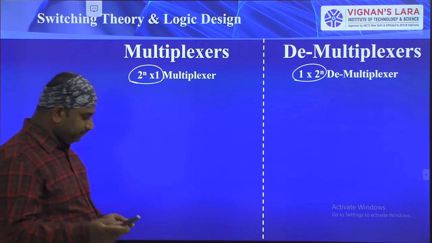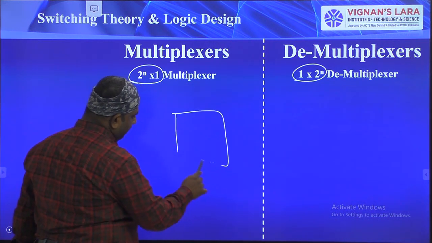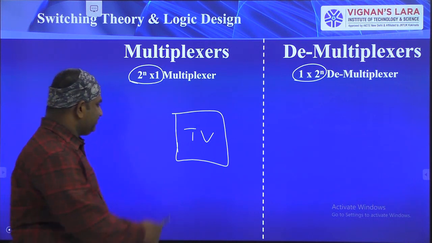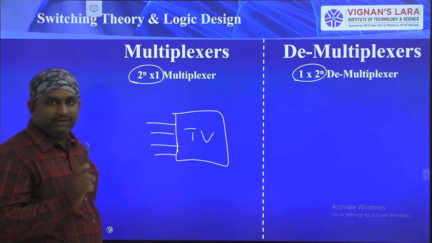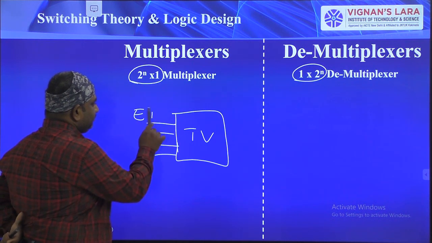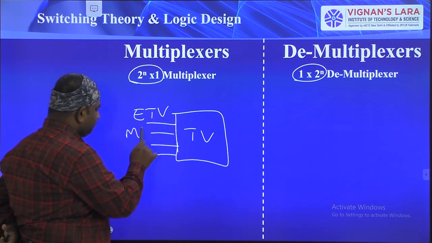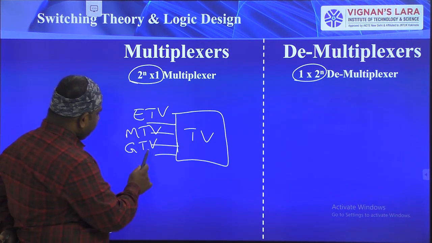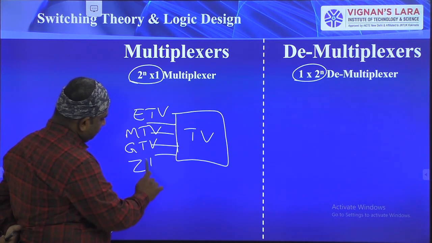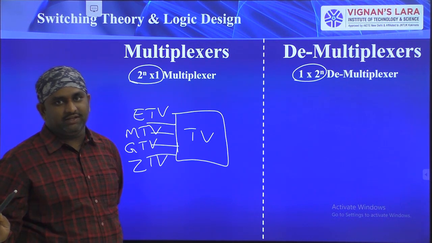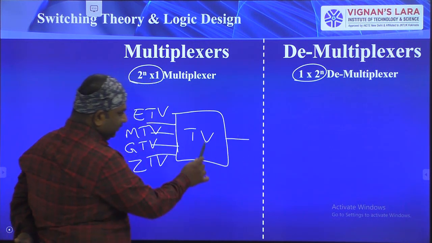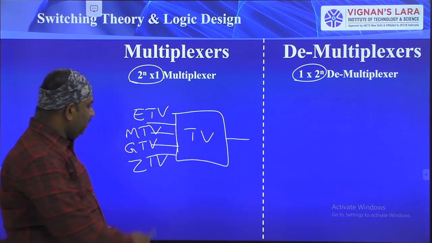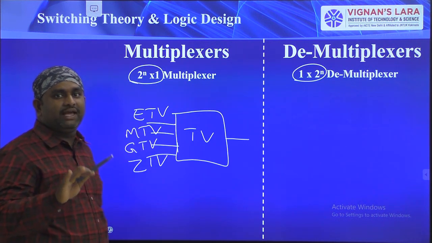For example, take here this TV. I said that we have a lot of serials. For example, take 4 channels: ETV, Maa TV, Gemini TV, and GTV. This is the TV, and at the end of the TV I have the TV screen. These 4 channels are given as the input.